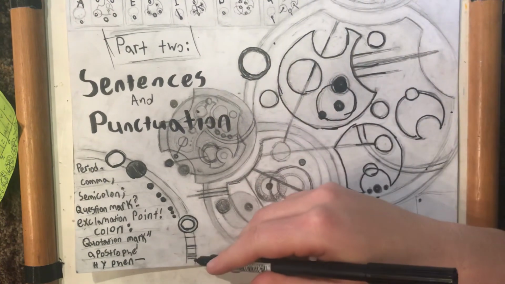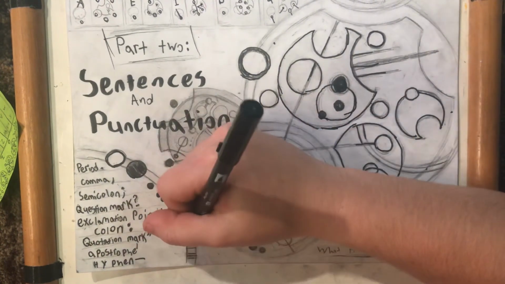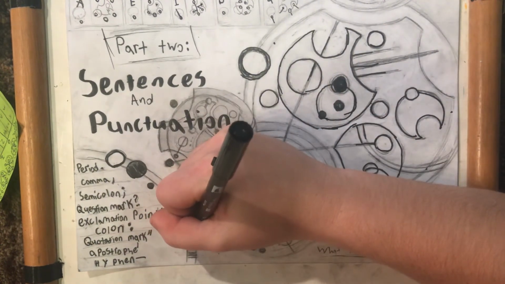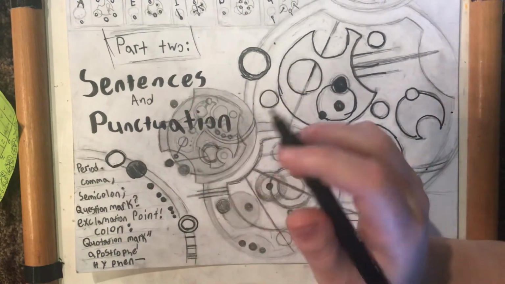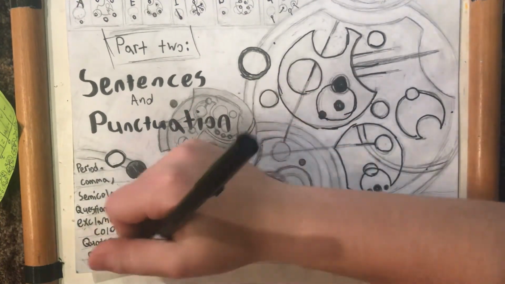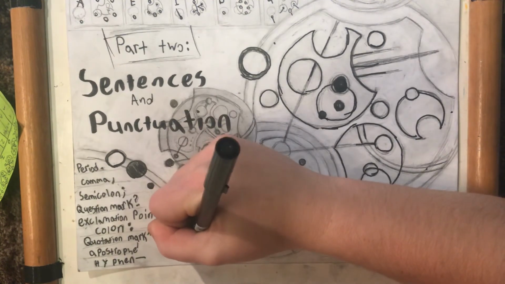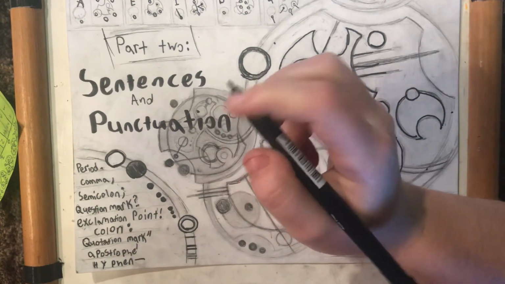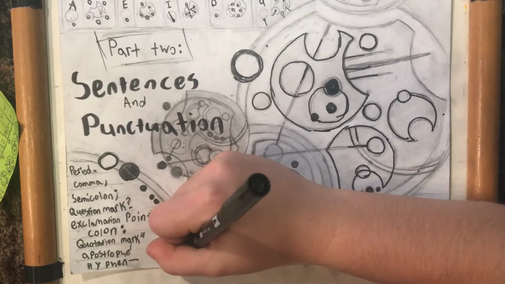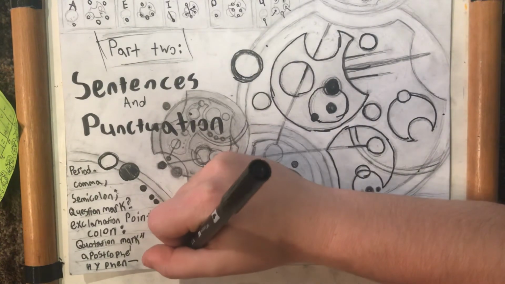Now we're into our punctuation marks with lines. So a quotation mark is a single line hanging out on the sentence circle. An apostrophe is a double line hanging out on the sentence circle. And a hyphen is a triple line hanging out on the sentence circle.